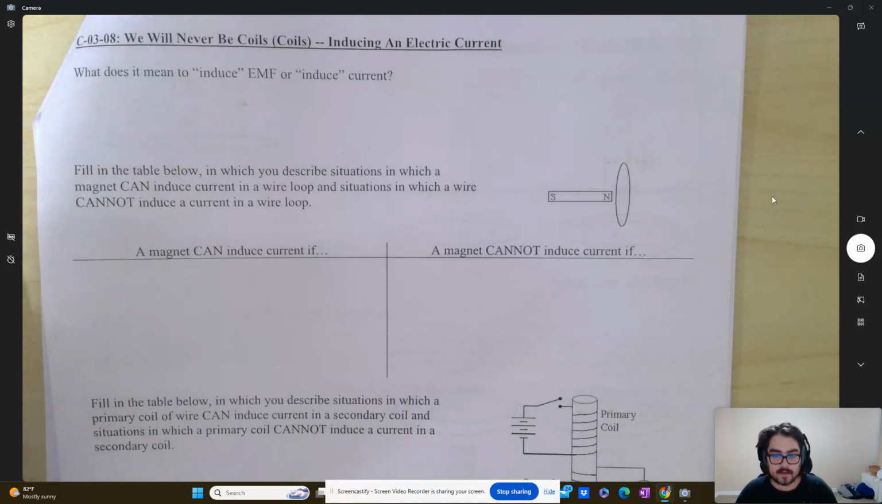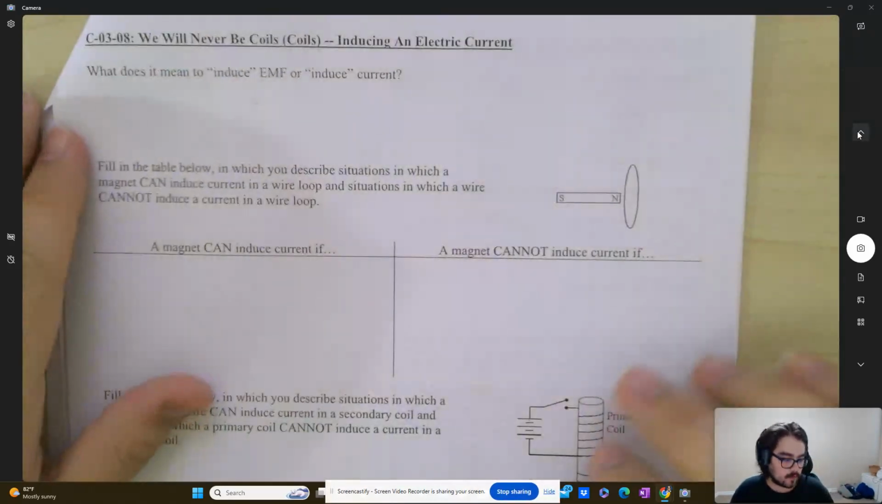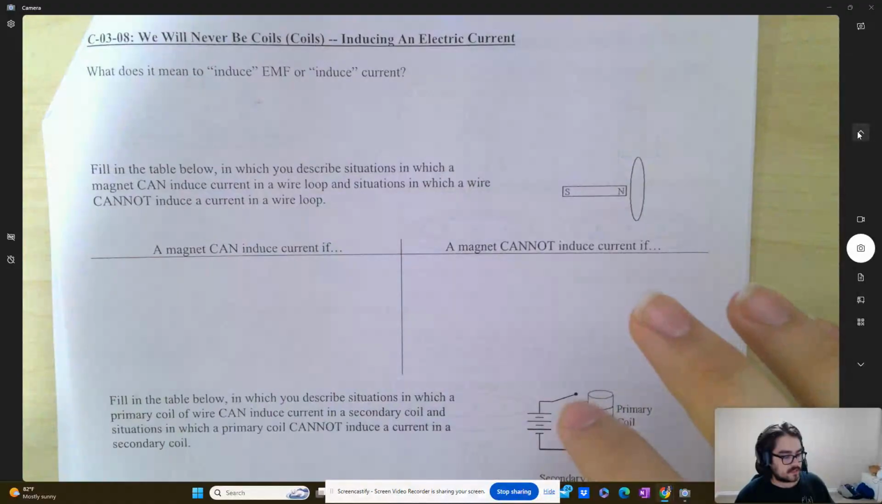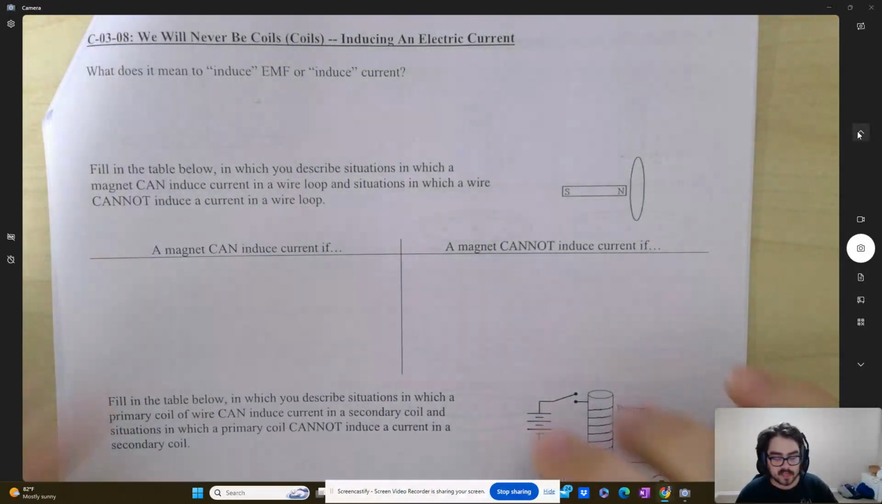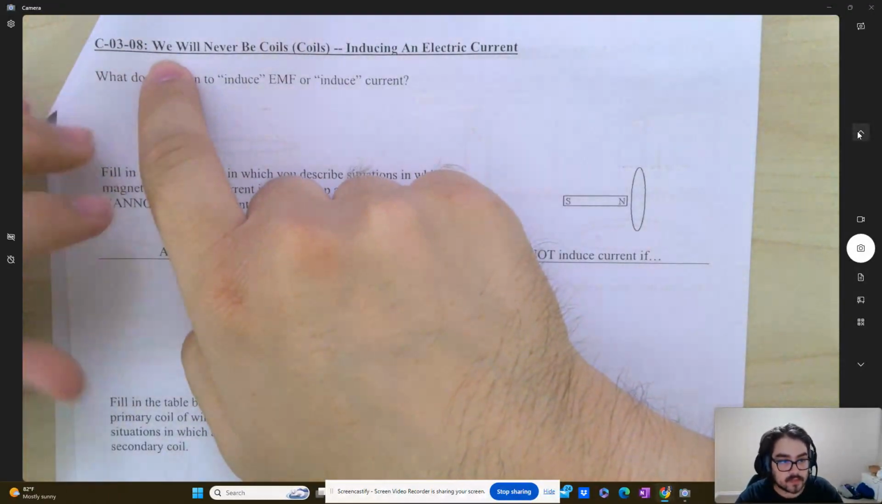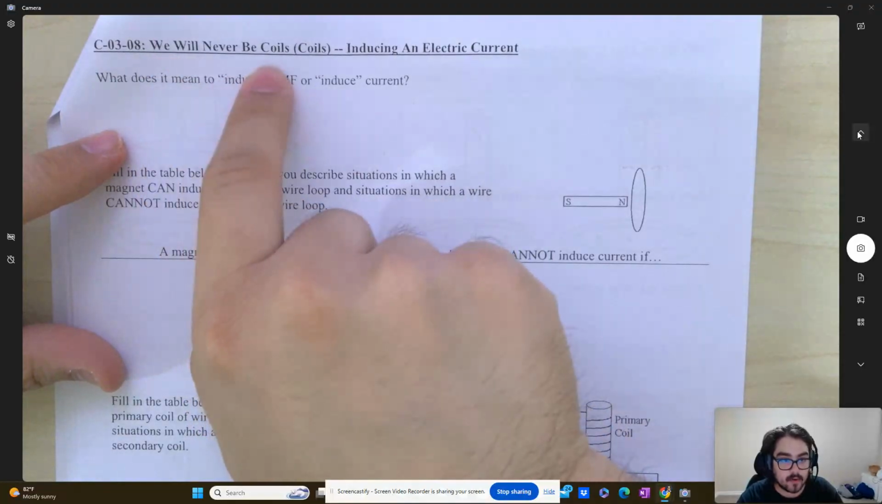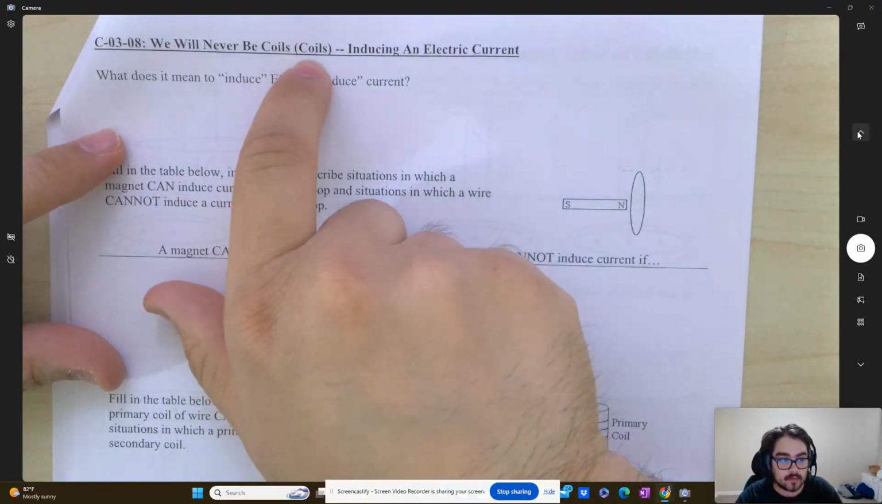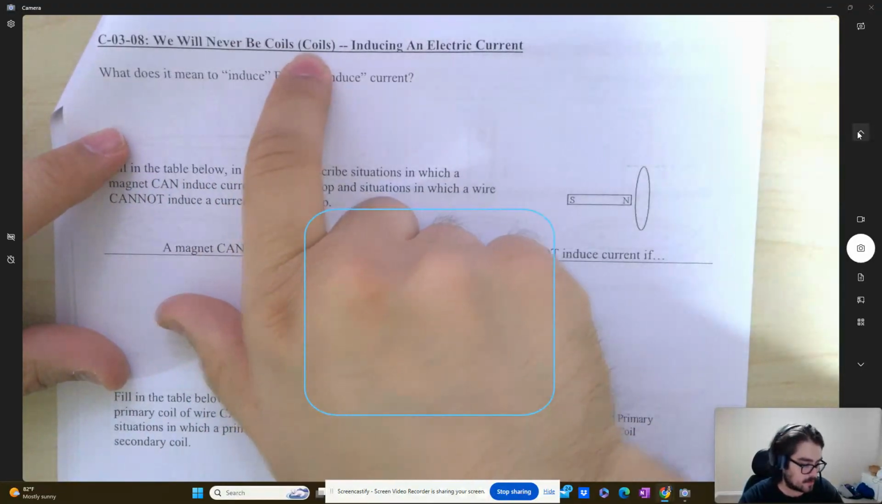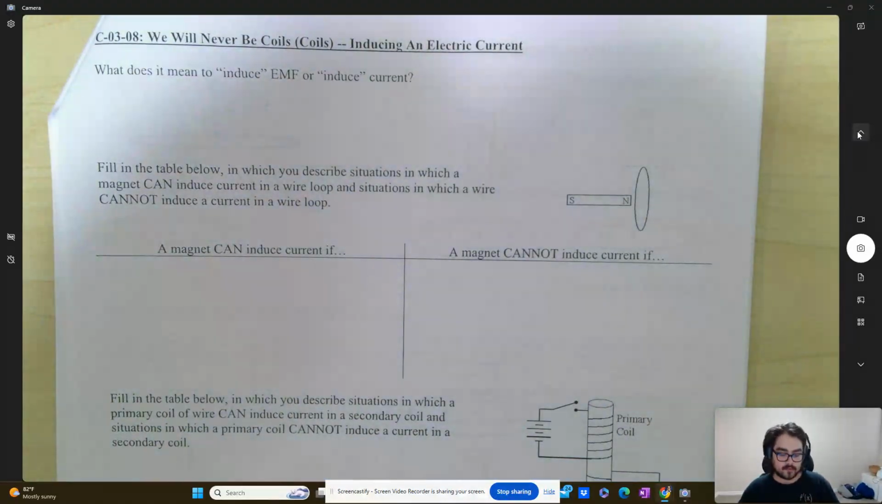Okay. We're going to talk about inducing an electric current, and if you are one of my kids, then you definitely know this. If you're not one of my kids, you might not know this. I'm a huge fan of Lorde, so I'm making a reference here. We will never be coils, parentheses coils, to her hit song Royals that was really popular way back in the day. Okay, so that's where that comes from.